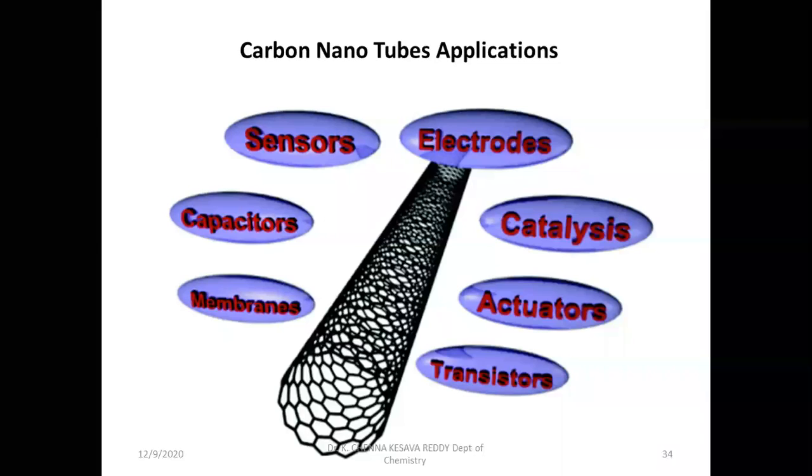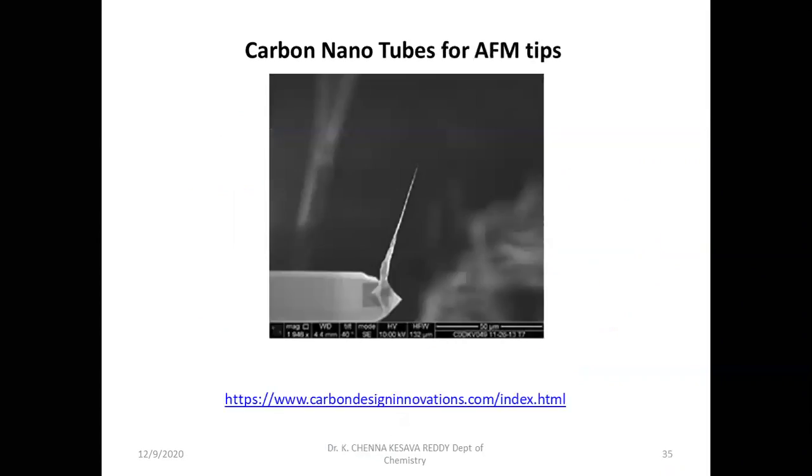Now we will discuss the applications of carbon nanotubes or carbon nanomaterials. Carbon nanotubes can be used as electrodes. You can use it as a catalyst. We can use it as an actuator or transistor, membranes, a capacitor, and sensors. See, carbon nanotubes will be used as an AFM tip, atomic force microscopy.